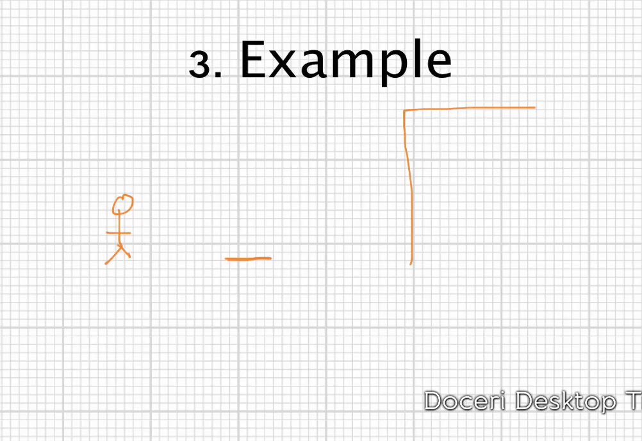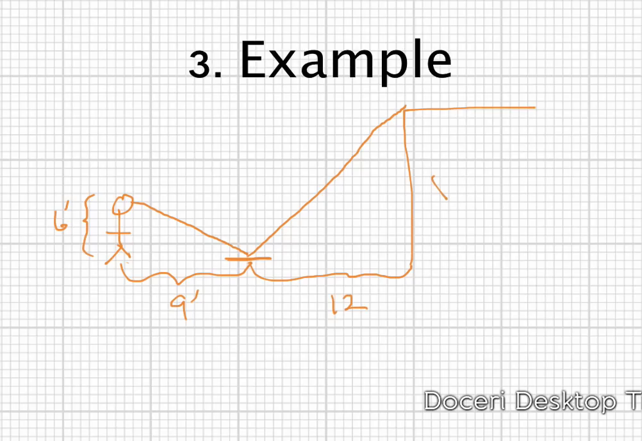What you do is you put a mirror on the ground, and you look in that mirror, and you move yourself until you can see the very top of the building in the mirror. So let's say you know you are 6 feet tall, and you measure the distance from you to the mirror to be 9 feet. And then from the mirror to the base of the building is 12 feet. Okay? How tall is your building? Well, that's your x, right?